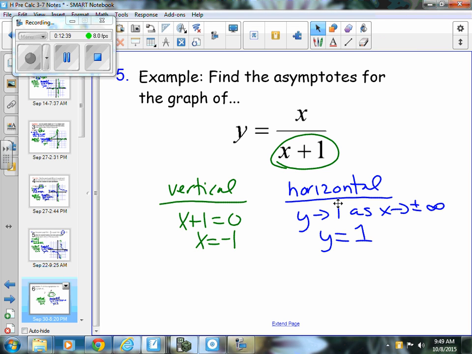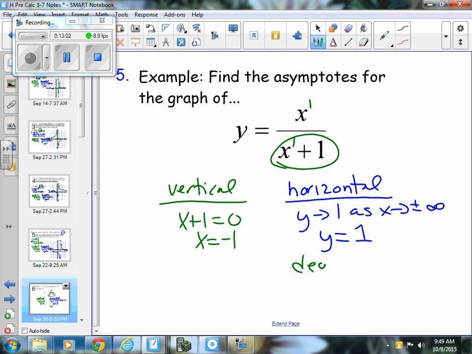Now, there's a way to sort of figure it out from the equation too. When you looked at the 1 over x family, it always went to 0 because that bigger power was on the bottom. You were dividing by x. X gets big, fraction gets small. This one, take a look at the top. The degree in the numerator is a 1. The degree in the denominator is a 1. That means they're equal. They're balanced.